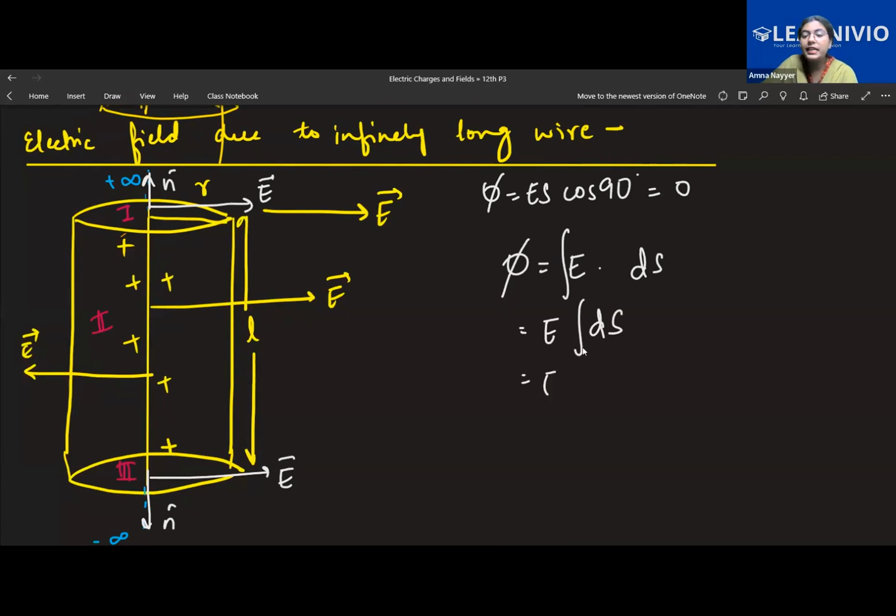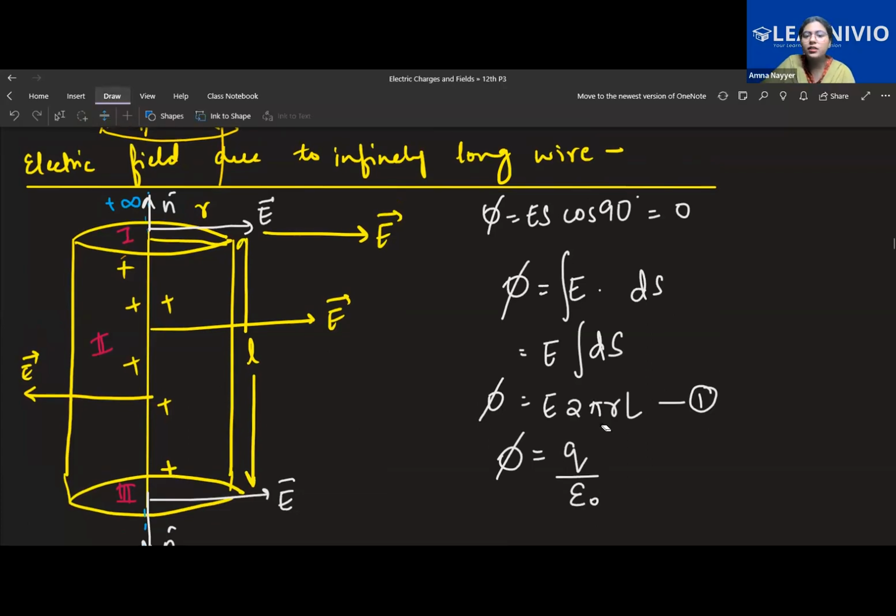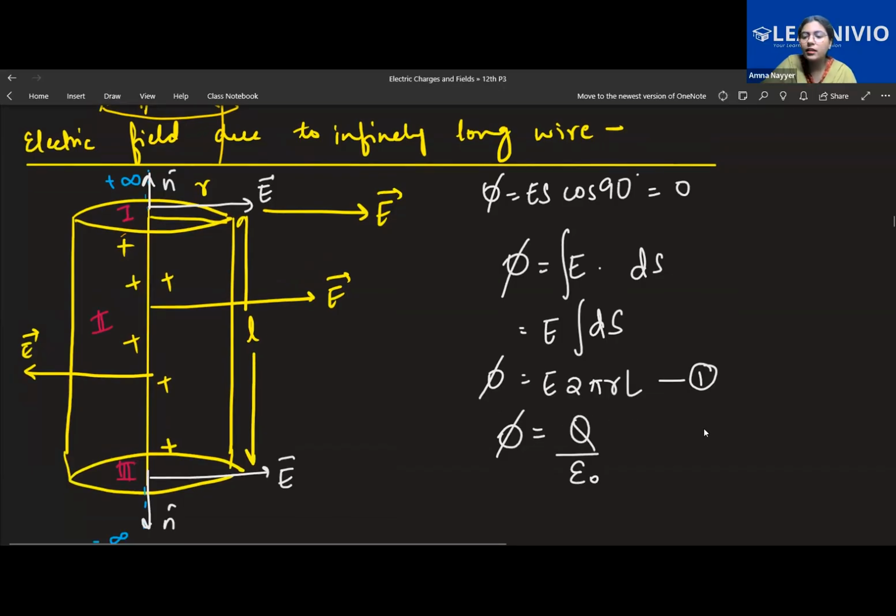Now, electric field times integral of ds basically means you have chosen a very small element, and the way we discussed it for the curved surface. When you have the integral of a surface area like a cylinder, integral of ds means the total surface area. So the curved surface area of a cylinder is 2 pi RL. So this is one equation for flux. Now look, the equation for flux is also Q by epsilon naught. We have studied that the flux is Q by epsilon naught, according to our Gauss law.